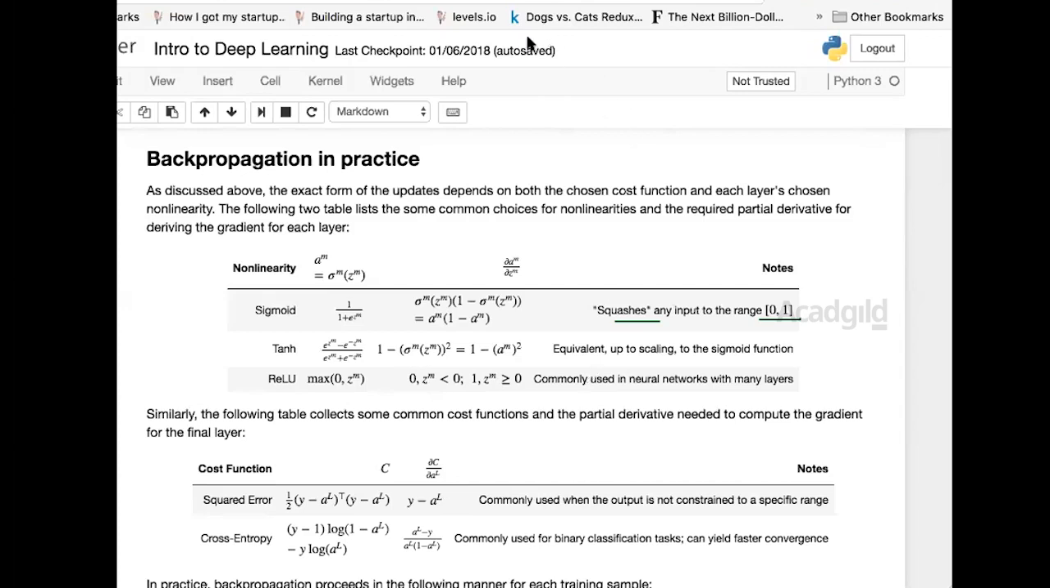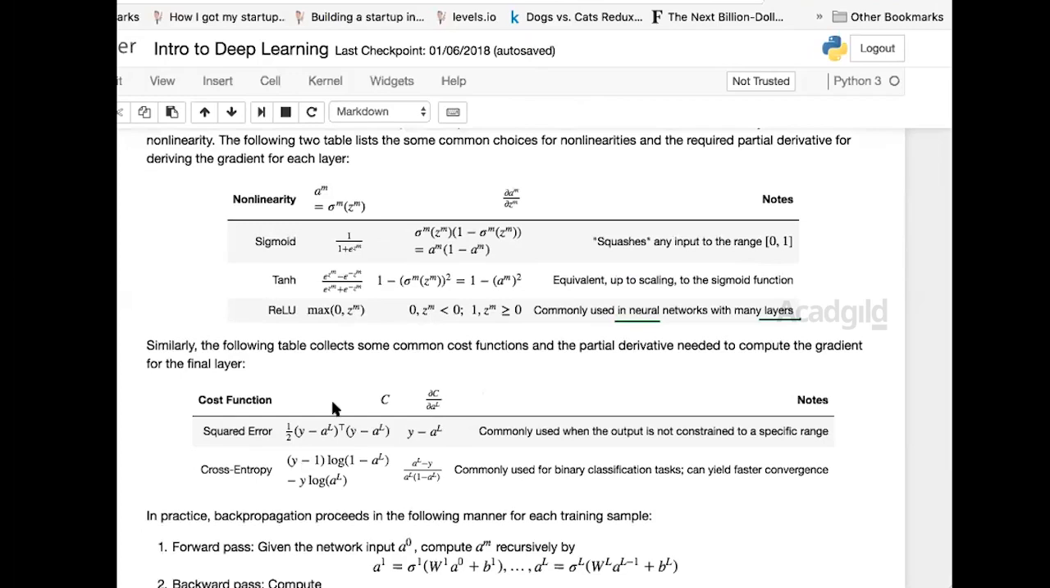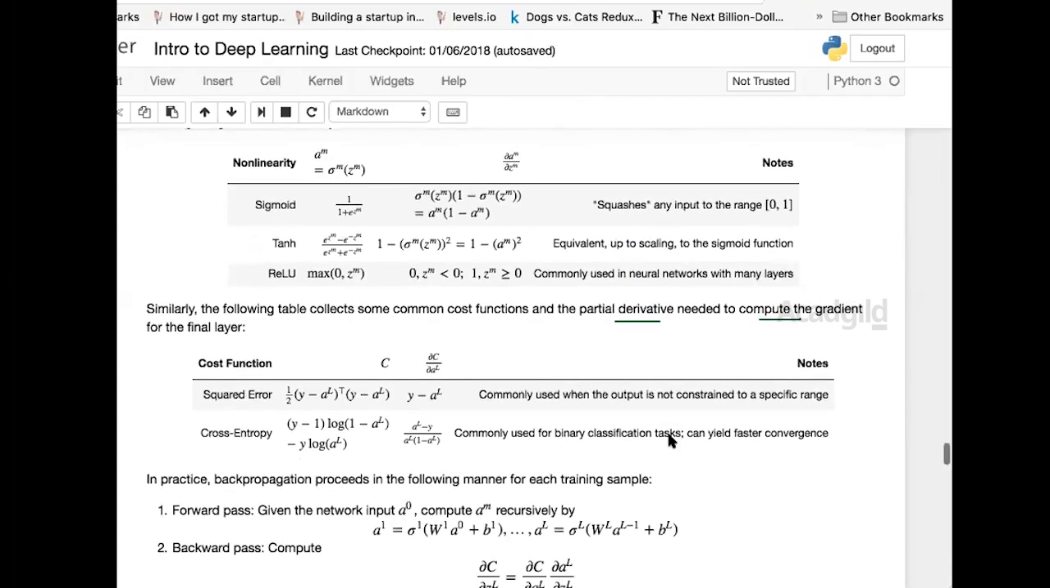Here are some typical cost functions: squared error, cross entropy. Here are the formulae for that. Cross entropy is used for binary classification, categorical tasks, etc.